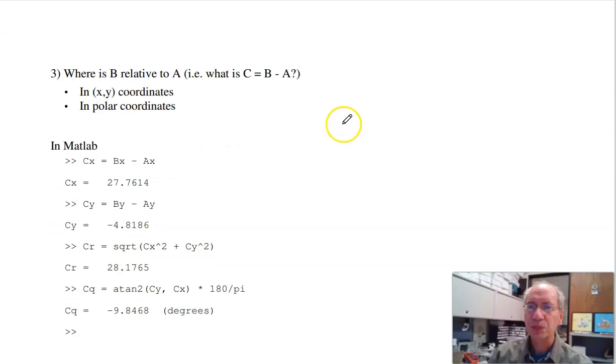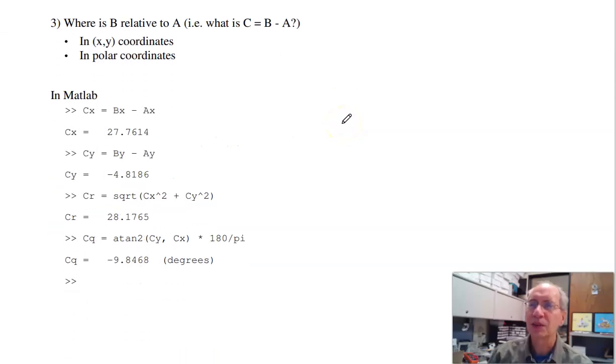Problem 3. Where is B relative to A? Well, to do that, I just take the difference in the x-coordinate, difference in the y-coordinate. So B relative to A is 27 in the x direction minus 4 in the y direction. And polar form is the amplitude, square root of x squared plus y squared, is 28 away, and the angle is the arctan 2 function, y over x. It is at minus 9.8 degrees. So this converts to 2 degrees. In Matlab, again, everything is radians. So to get to degrees, you got to convert. That's the first 3 problems.